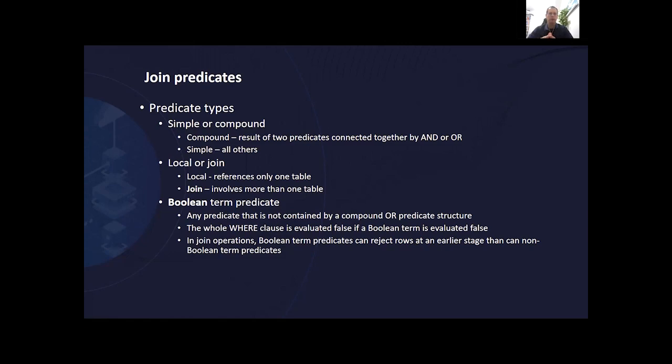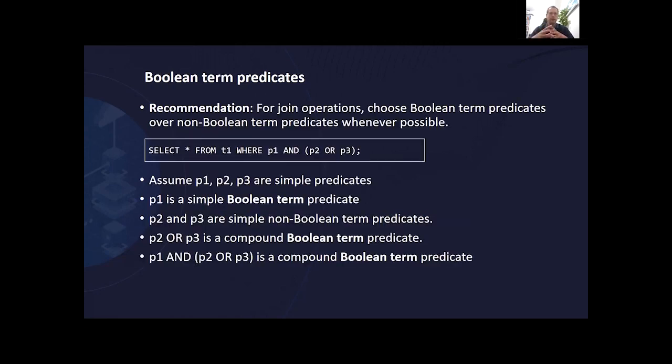Important thing here, Boolean term predicate. The recommendation is to use it whenever you can, because in join operations, a Boolean term predicate can reject rows at an earlier stage than non-Boolean predicates. The definition of a Boolean term predicate is that the whole clause is evaluated false if the Boolean term is evaluated false. Again, take a look into the documentation, learn more about it.